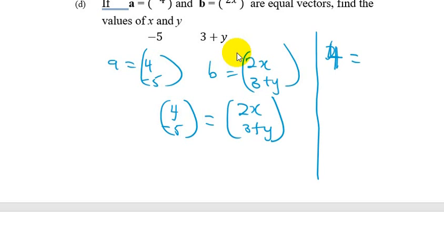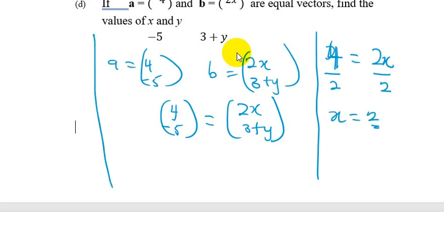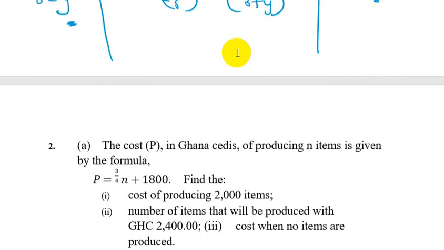So we are going to get 4 being equal to 2x. And we can find x here. So divide here by 2 and divide it by 2. We're going to get x being equal to 2. Right? And we'll do the same thing for the y. It's minus 5 being equal to 3 plus y. So we're going to get minus 5 minus 3 is equal to y. So we're going to get minus 8 being equal to y. So that is all. So let's move to question 2.